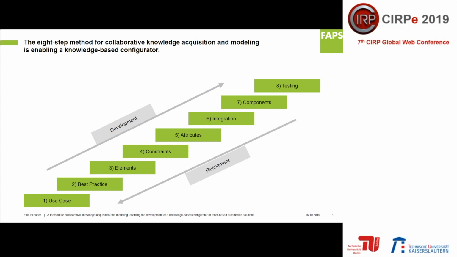The last step also addresses a continuous refinement of the model by touching contents of all previous steps. While the method is generally applicable, it is explained using the example of a robot-based automation solution. The 8 steps serve as an agenda for the following presentation.